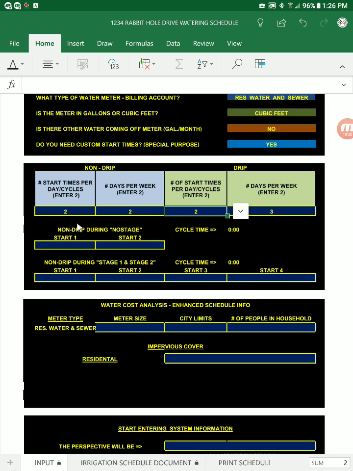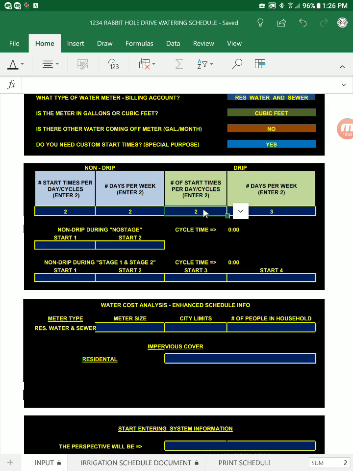And then let's also just review here real quick. How many cycles did I create for non-drip? A cycle is just how many times it starts and runs through for the week. So we have 2 start times, and we have 2 days per week. So we have 4 cycles on here, and then we have 4 cycles per week is what we would say.